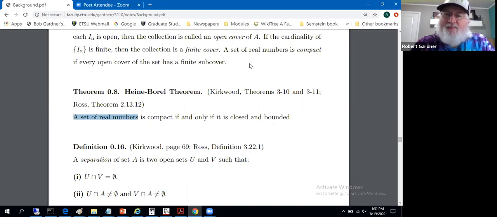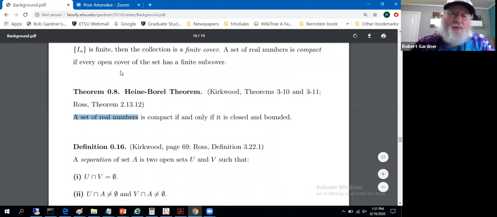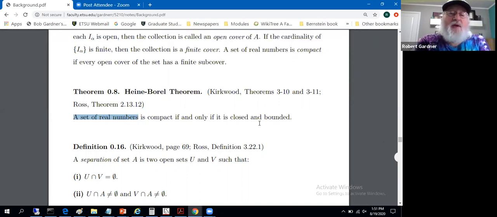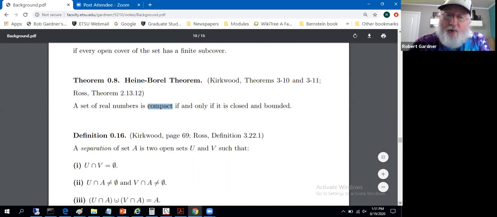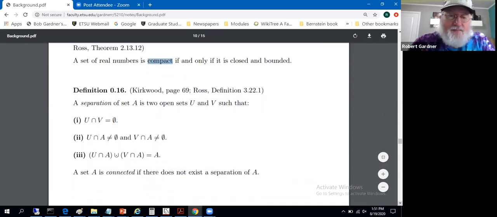A compact set is, by definition, one in which every open cover has a finite subcover, and that's the important property of them. What the Heine-Borel theorem tells you is that in a setting of real numbers, it's easy to recognize compact sets, because in the real numbers, they're just closed and bounded. So this is a useful result for recognizing important compact sets in the setting of real numbers. And they're important because every open cover has a finite subcover. That's what's important about compact sets.